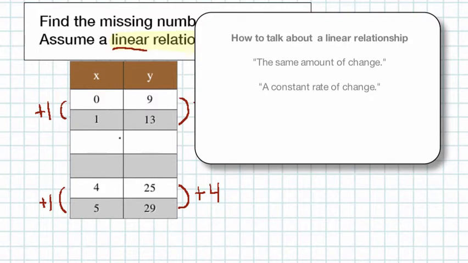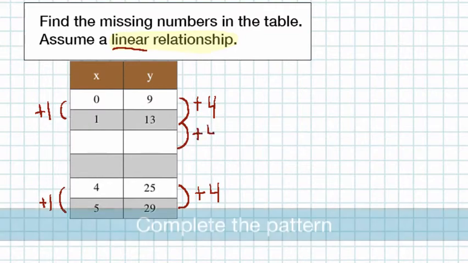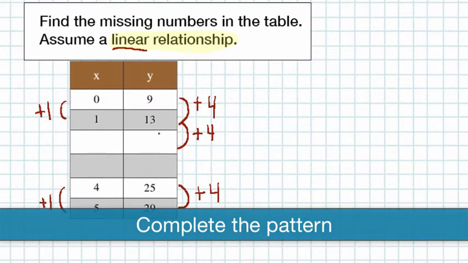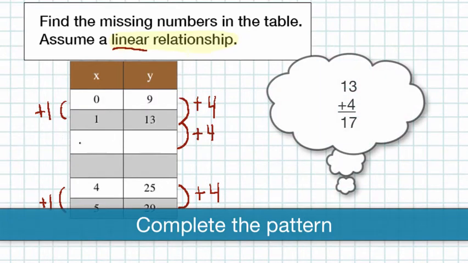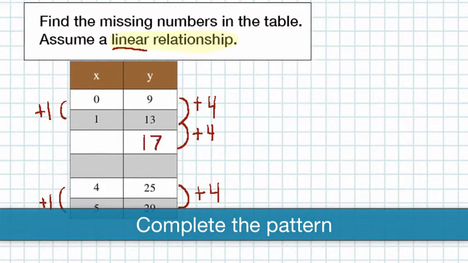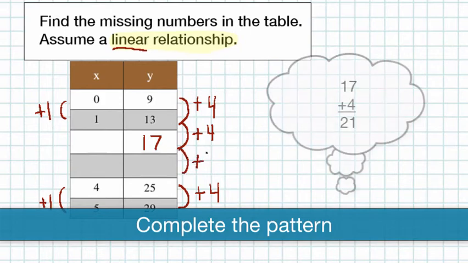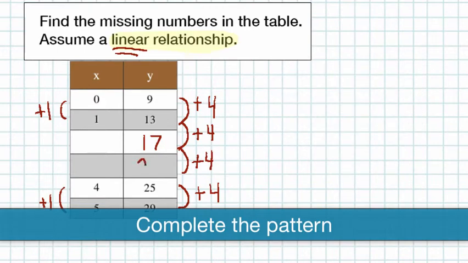So in other words, the amount of change between 13 and our first missing number should also be 4. So what would that be? What's 13 plus 4? Well, of course, 13 plus 4 is 17. And the amount of change continues throughout the table. So we should assume also that, because it's a linear relationship, that 17 plus 4 will give us our next missing number. And 17 plus 4 is, of course, 21.